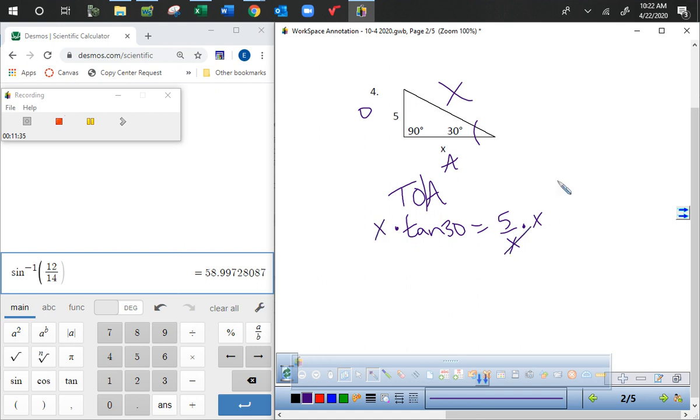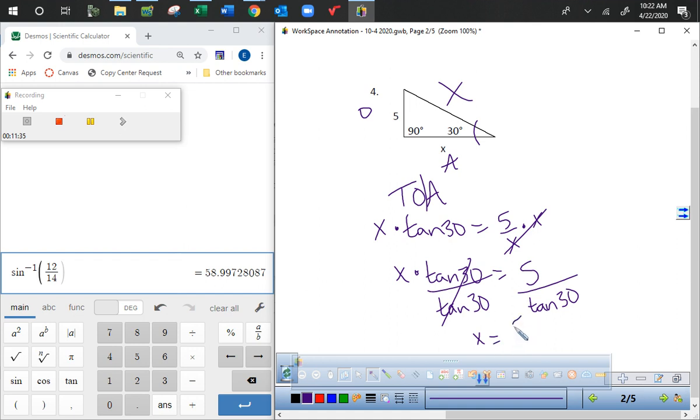On the right-hand side, they cancel. We have x times tangent 30. That's not something we can type in our calculator yet because we can't type in x. We still have to get x by itself. Since this says times, we want to move it over by dividing by tangent 30 on both sides. Then, now x is by itself.